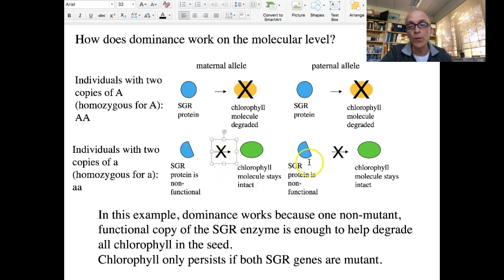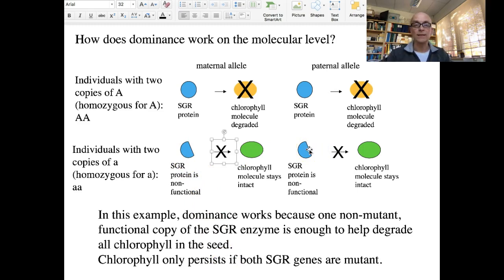And so in both cases, you do not get the degradation and the chlorophyll molecule stays intact. So in this example, dominance works because one non-mutant functional copy of the SGR enzyme is enough to help degrade all chlorophyll in the seed. Doesn't matter what the other one is. Chlorophyll only persists if both SGR genes are mutant, from mother and from the father.